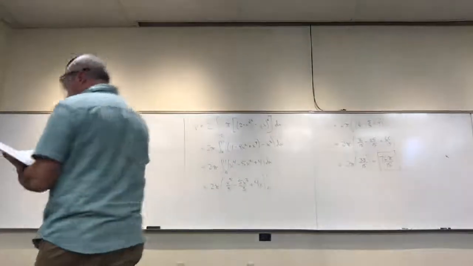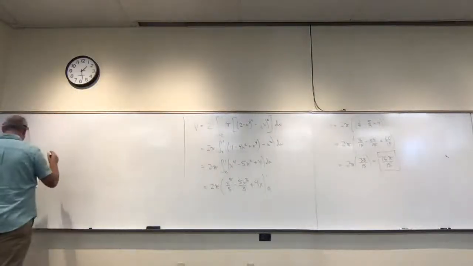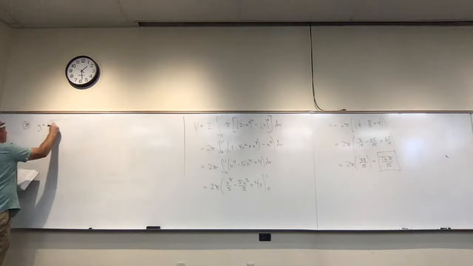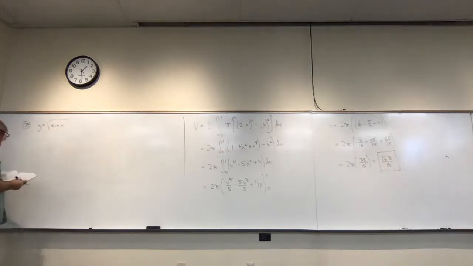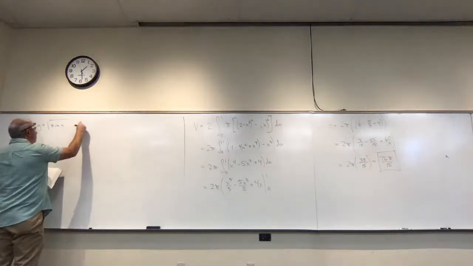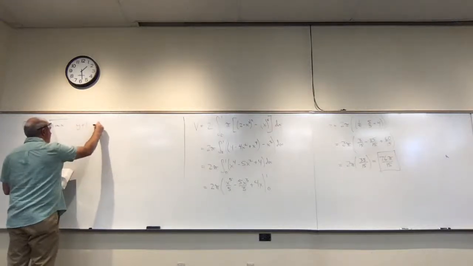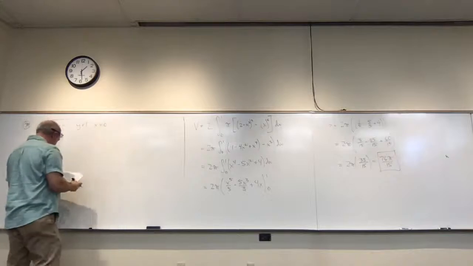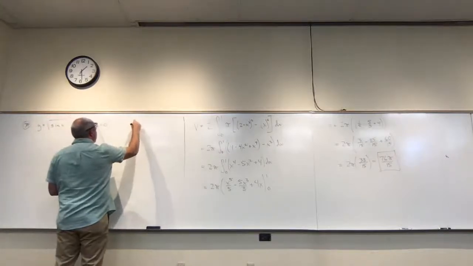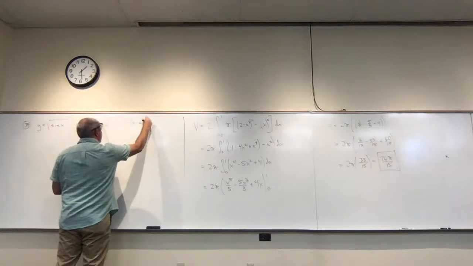So 34. We've got y equals the square root of sine of x. We've got y equals 1. We have x equals 0. And we're revolving around the x-axis.